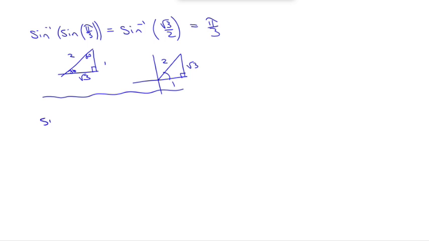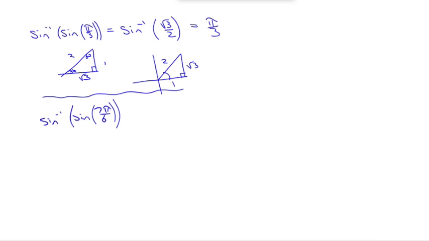How about sine inverse of sine of 7 pi over 6? Do you think the answer is 7 pi over 6? No, it's not. It can't be. Why? Pi over 6? Yes, maybe. But can it be 7 pi over 6? No.